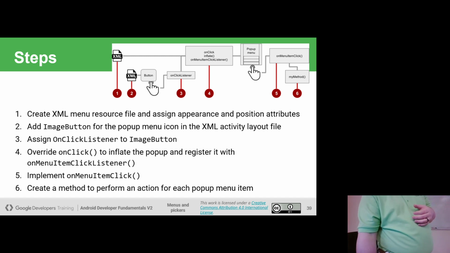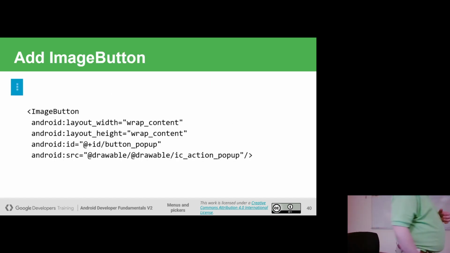So let's look here. Here's the XML for the layout. So I've got wrap content, ID of this button pop up. I've got an icon on it, and maybe my button looks a little bit like this.